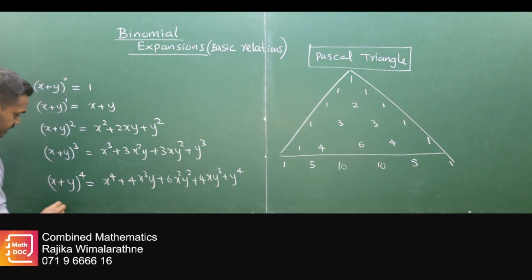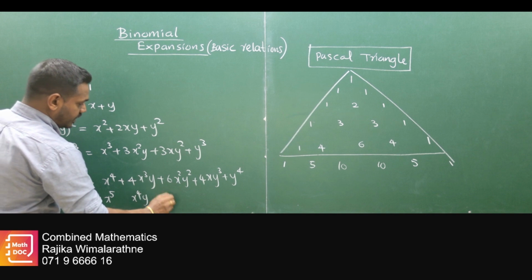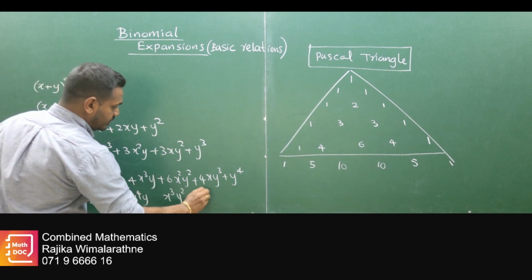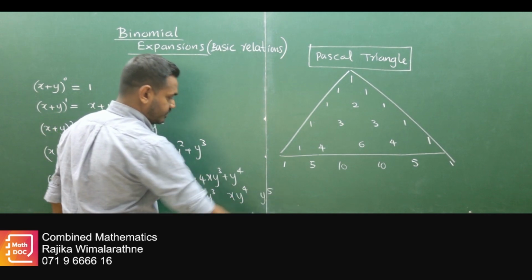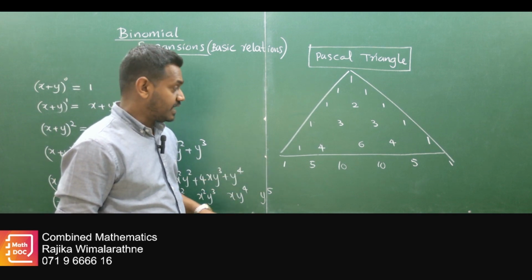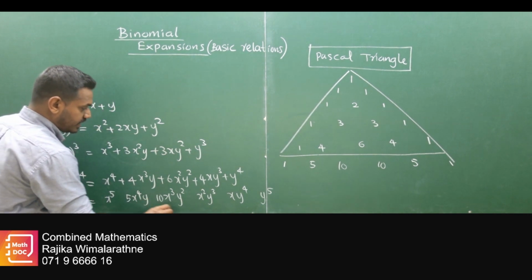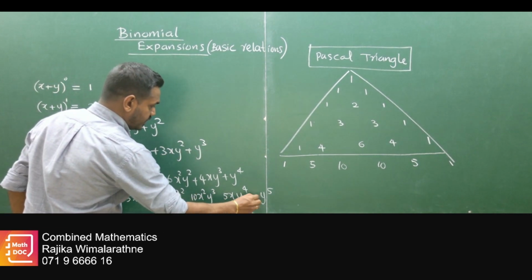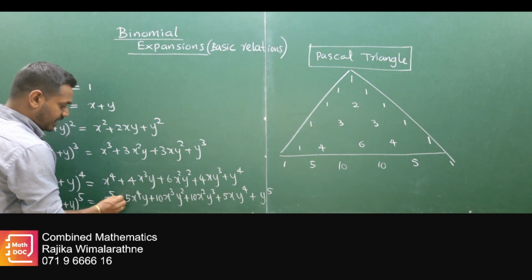Then consider x plus y to the power 5, the expansion of x plus y to the power 5. You write x to the power 5, x to the power 4 y, x to the power 3 y squared, x squared y cubed, x y to the power 4, y to the power 5, and so on. Then you take the coefficients from the Pascal triangle: 1, 5, 10, 10, 5, 1. You put these here and put plus between the terms. That's how we get the binomial expansion.